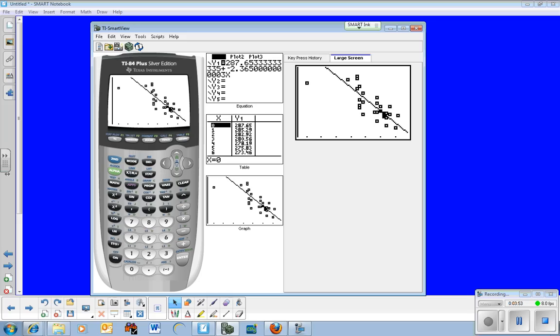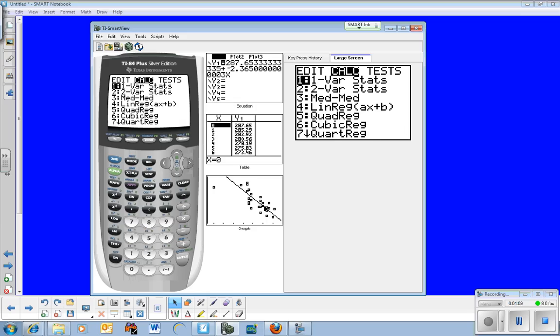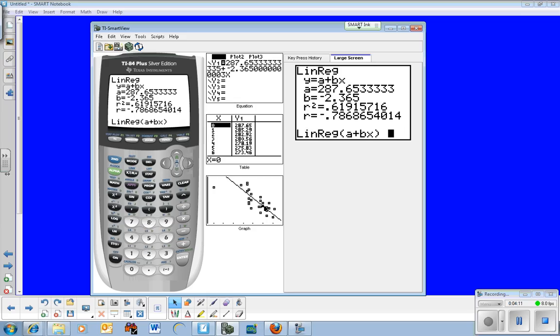I'm going to go back and do that. You'll notice here in the middle where I can still see in my Y menu the slope and intercept. The slope and intercept are 287 and negative 2.365. Let's see how that changes when I put in this influential point. And it's called that because it should influence what's going on.